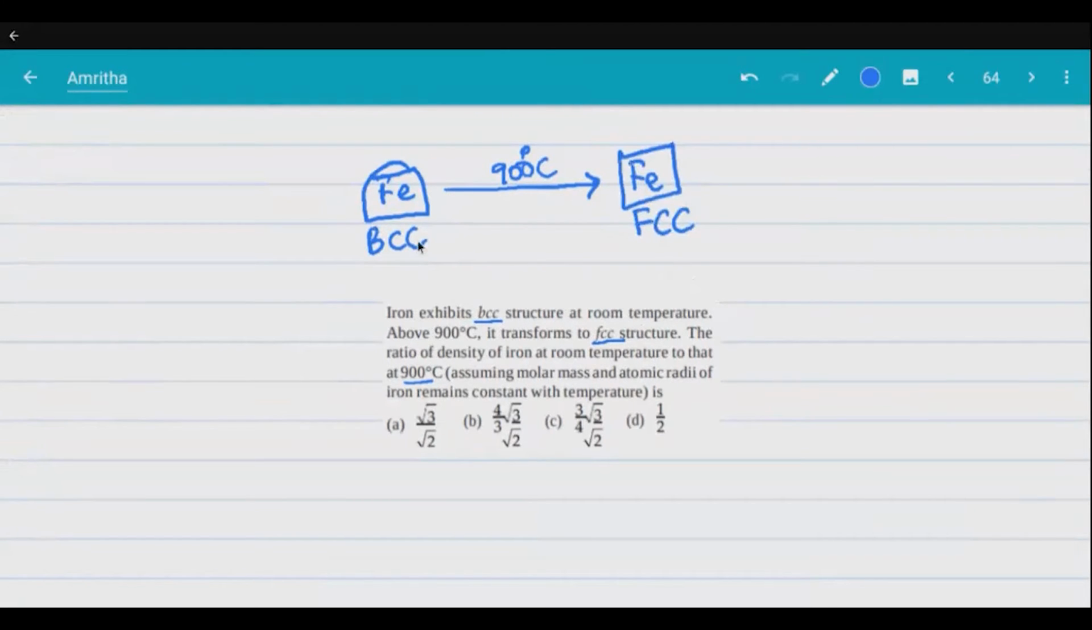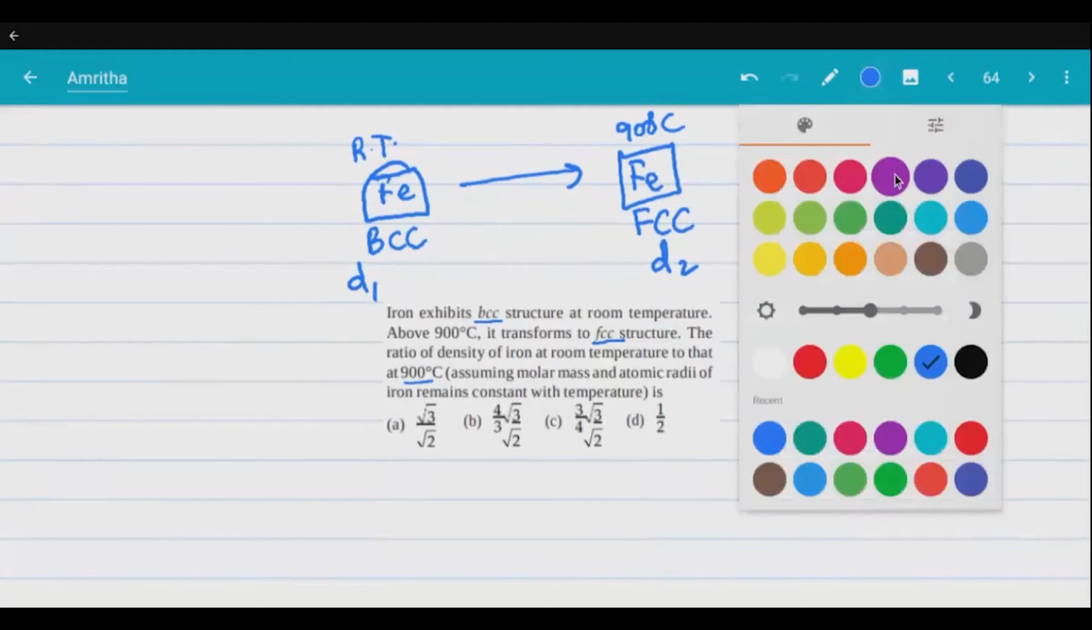Same element. Okay. Now the ratio of density of iron at room temperature, let us say this is room temperature, right? This is at room temperature, I'm writing RT, and this is at 900 degrees Celsius. So I'm taking this density as D1, this density as D2. So what is the ratio of D1 by D2? Assume molar mass is same.